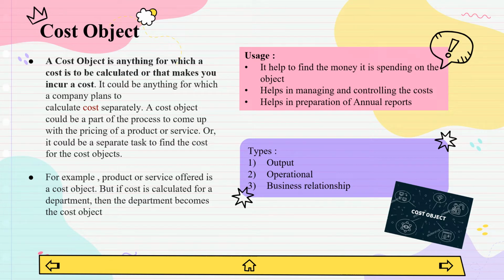For example, a product or service offered is a cost object, but if cost is calculated for a department, then the department becomes the cost object. Usage of cost object. Firstly, it helps to find the money it is spending on the object. Secondly, it helps in managing and controlling the costs. Thirdly, it helps in preparation of the annual report. There are three types of cost object. Firstly, output. Secondly, operational. And the last one is business relationship.